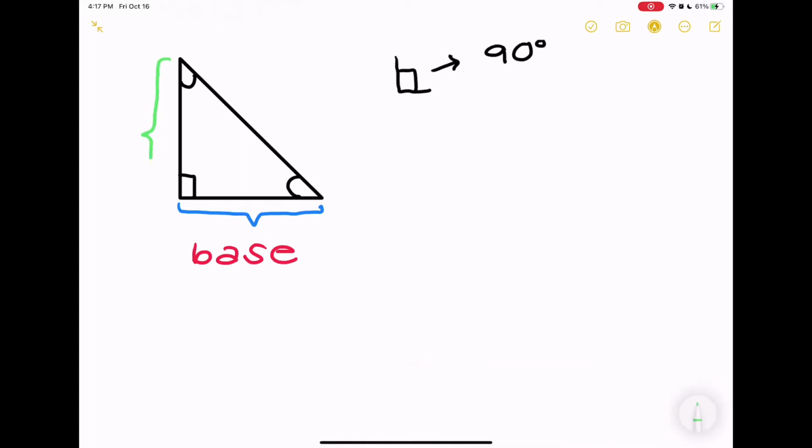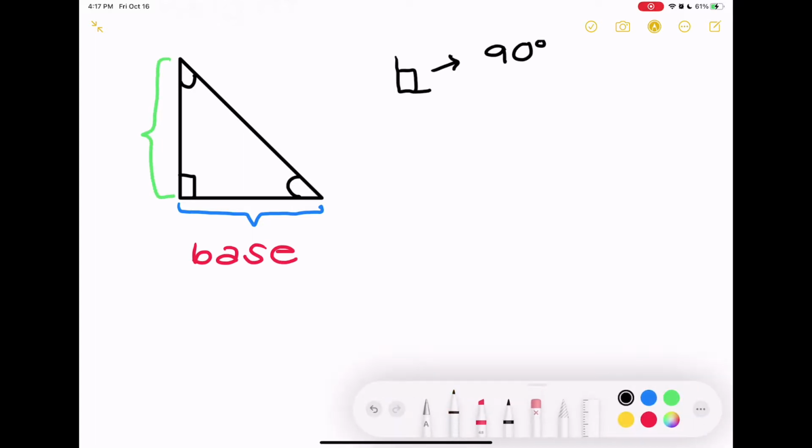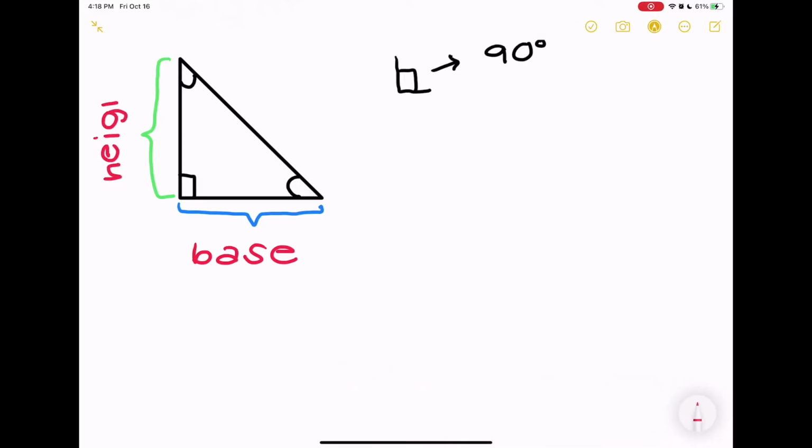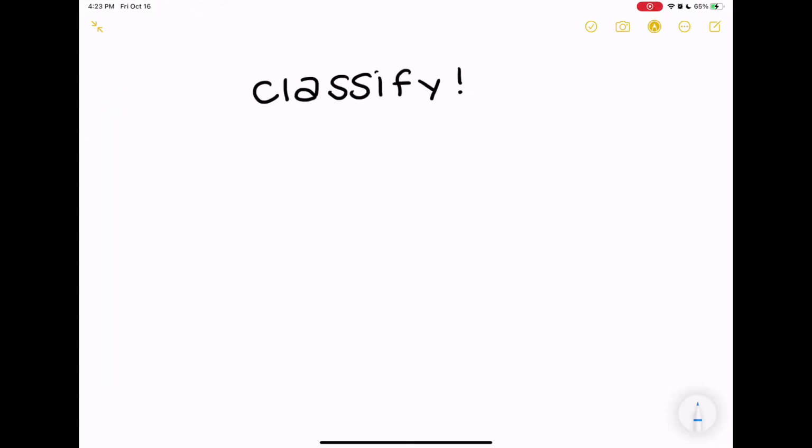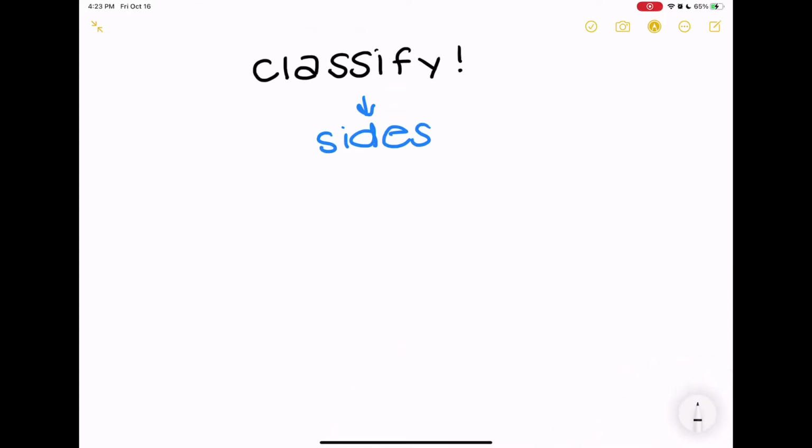the base. If you rotate it, the base may change. This is called the height. This is how tall the triangle is. And this is called the hypotenuse. We're not going to be using this a lot today, but it becomes more important when we learn about the Pythagorean theorem.